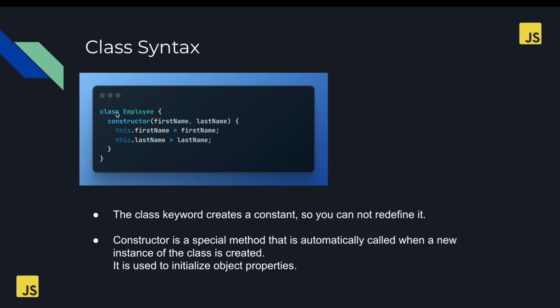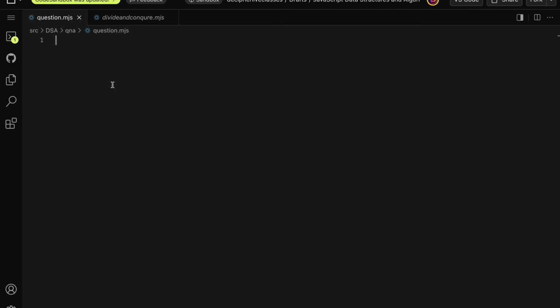For an example, as you can see, I have an employee class here. The first name and last name of this employee will be initialized by this constructor method. Now let's move on to the code sandbox and write our first class. I will be creating the same employee class here.